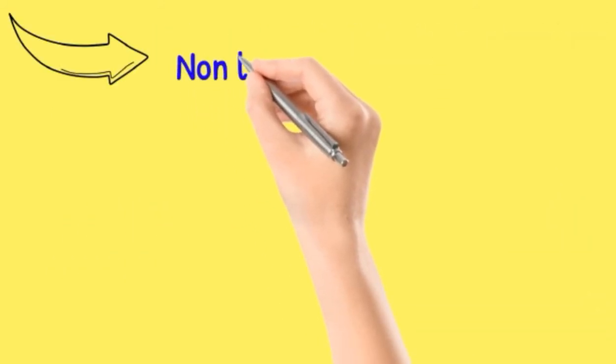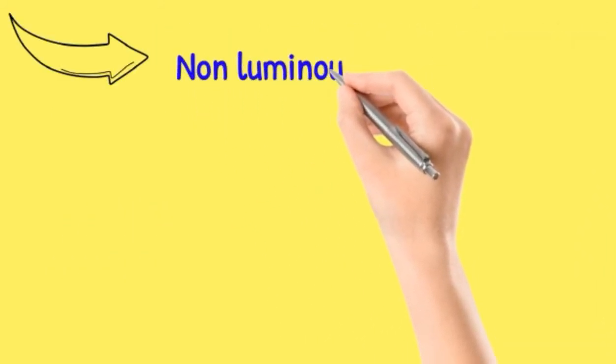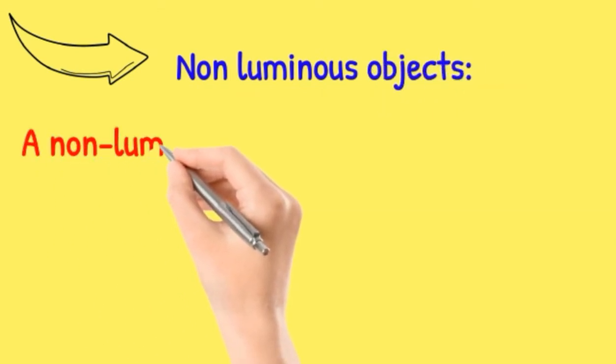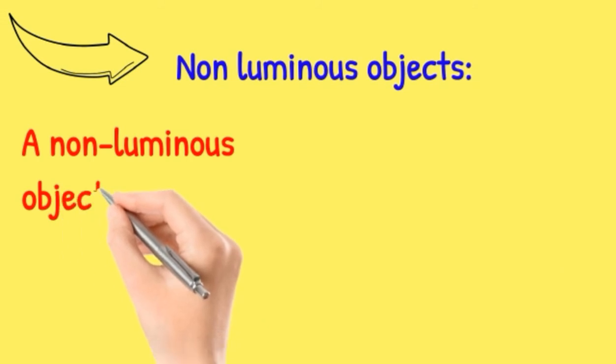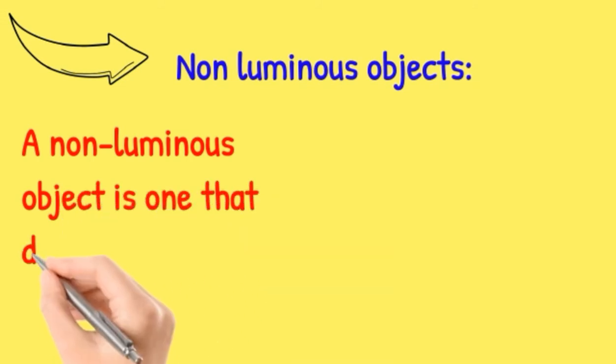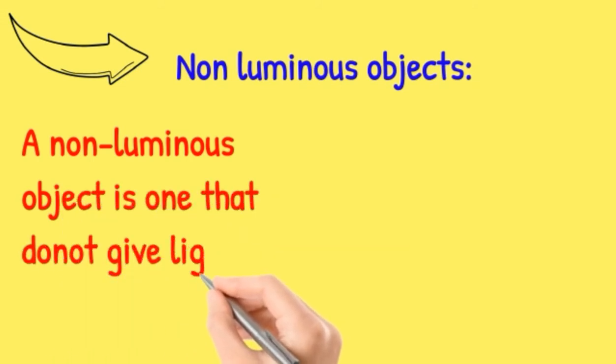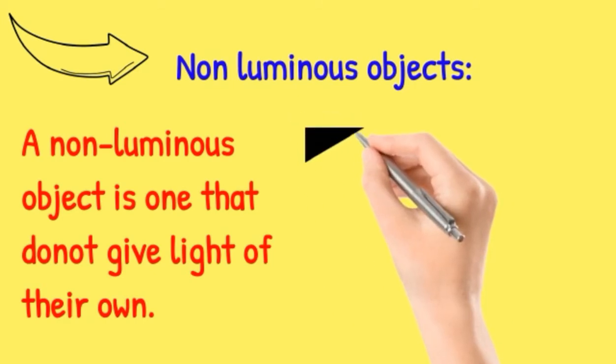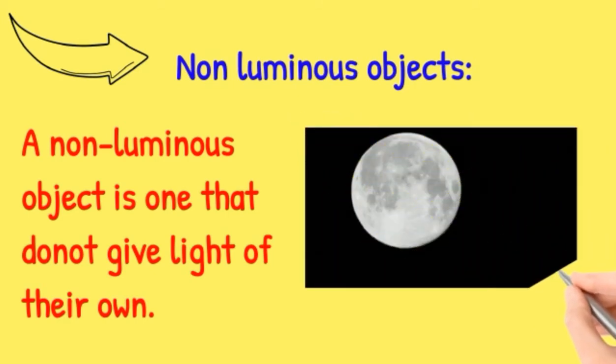Number 2 is non-luminous object. Non-luminous objects are those objects that do not give out light of their own. They are said to be non-luminous objects. Non-luminous objects can only be seen when light falling on them reflects into our eyes. The book and the moon are also examples of non-luminous objects. The moon doesn't have its own light. It takes the light from the sun.